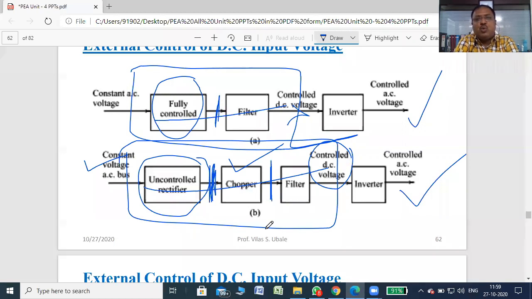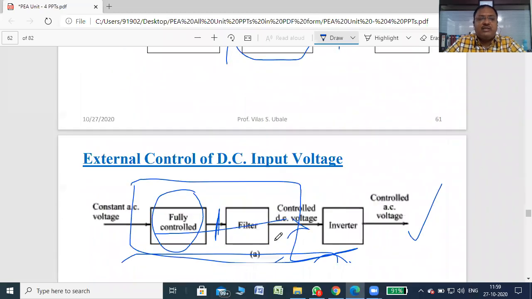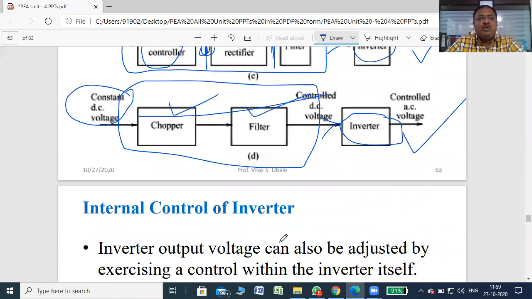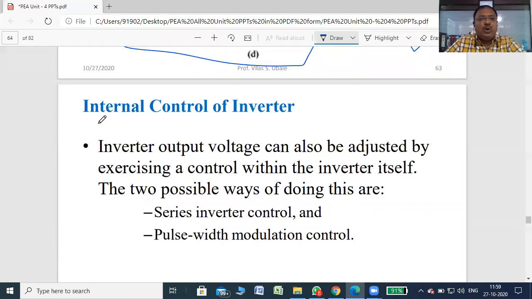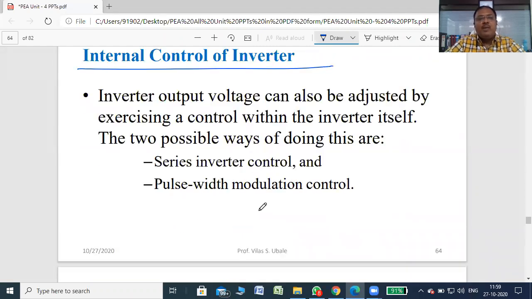So rather than using external control of DC or AC input voltage, we will go for the internal control of an inverter, right? So no additional circuitries are required. You can change the output voltage of an inverter inside the inverter itself. Okay, so for that purpose, we require pulse width modulation control. Actually, this may be additional circuitry, but it is required.